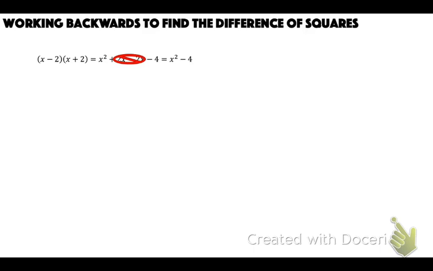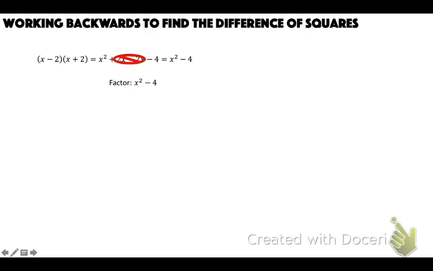Now, this is called the difference of squares here because this number, x squared, is a perfect square, and 4 is a perfect square. So those are both perfect squares. A perfect square is a number or a variable that you can square root, and when you square root it, you get a whole number out. You're not dealing with decimals, or you're not dealing with leaving stuff in the square root.